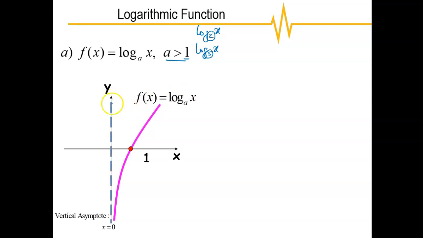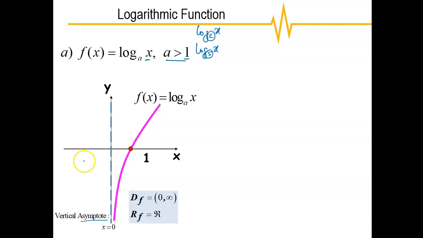Okay, and we have the vertical asymptote at the y-axis, for example, here. So the graph is sliding down, approaching, getting close to the line of the y-axis, but it won't touch or cut the line of the y-axis. So it means that this is the vertical asymptote of the graph.